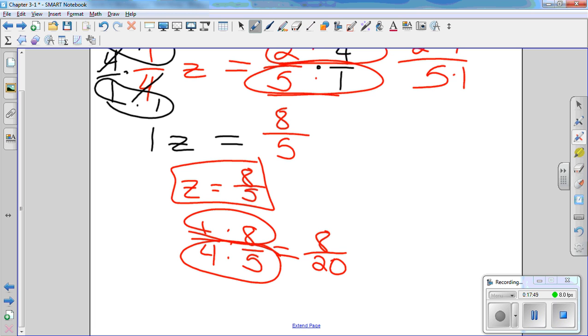Can I reduce that fraction? Yes. Divide both by what? 2. You can. Is there anything higher? 4. So divide both by 4, and I get 2/5. Is that what I got in the beginning? 2/5? Yes, it checks out. I'm good.